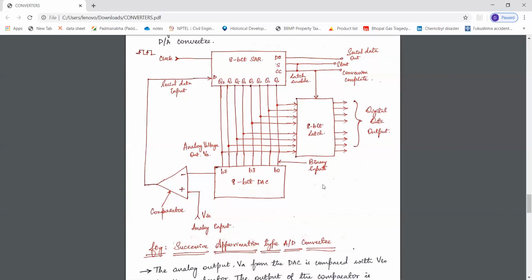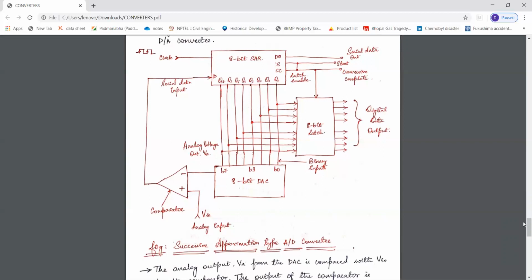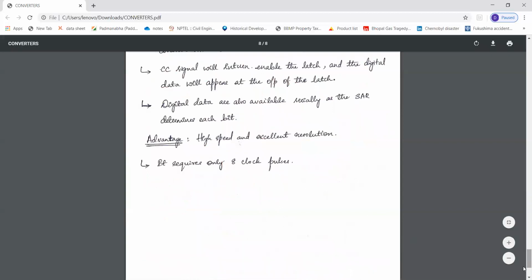Okay, so the advantage of this successive approximation type is its high speed and excellent resolution. Since it is 8-bit data that we are operating with, it requires only 8 clock pulses to complete the conversion from analog to digital. So this is about the analog to digital converter, and in the next session we'll continue with the further topics.